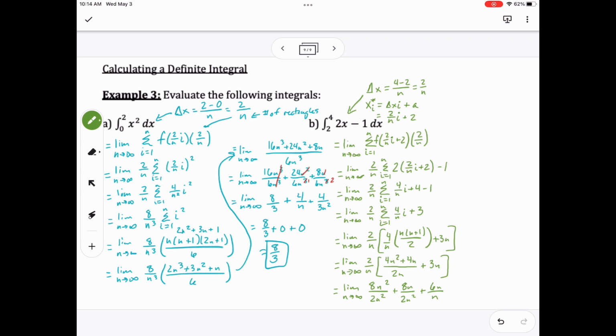So now once I've separated them all out, I can simplify my fractions. And so that allows me to get 4 plus 4 over n plus 6. And so 4 over n, when I plug in infinity, gets me the value of 0. So 4 plus 0 plus 6 gets me the area of 10.